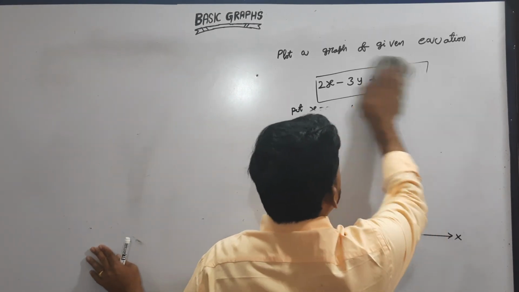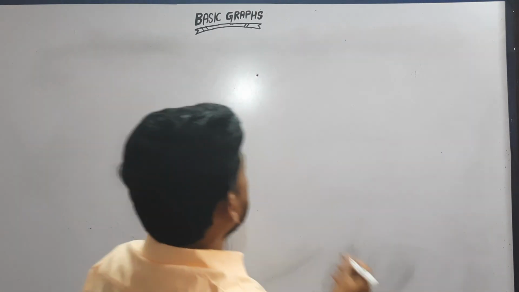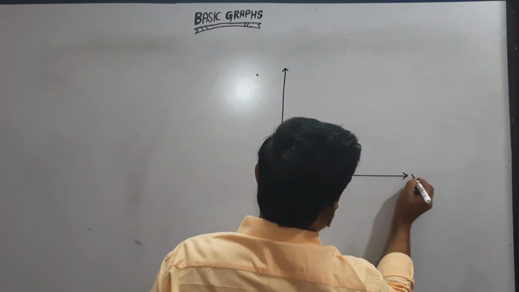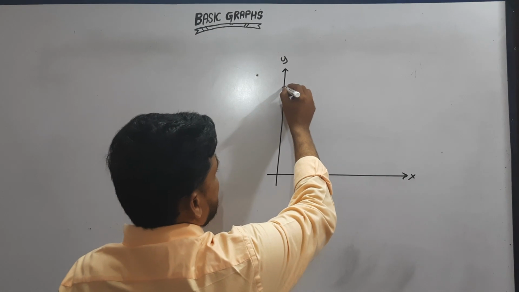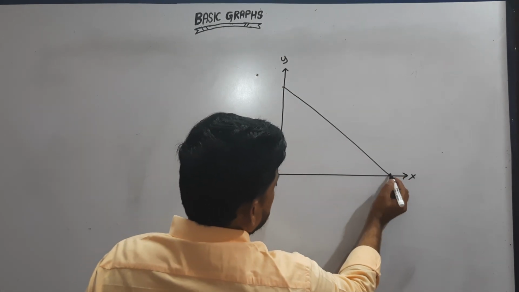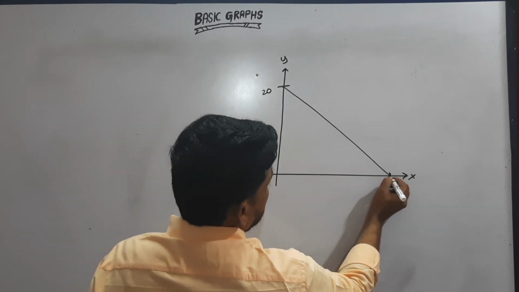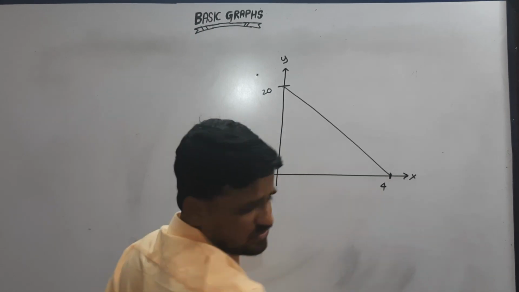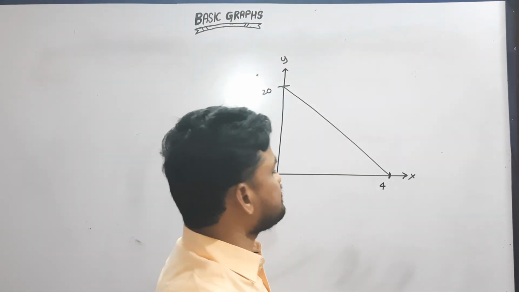Next, suppose the graph is like this. This is the x-axis and this is the y-axis. The graph is a straight line that intersects the positive y-axis at 20 and the x-axis at the point, suppose, 4. Write the equation of that graph.